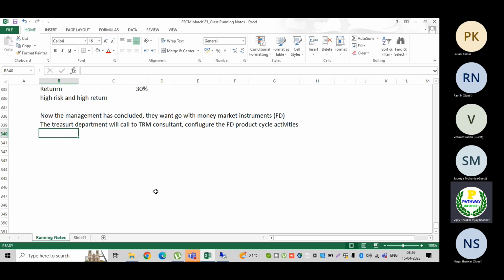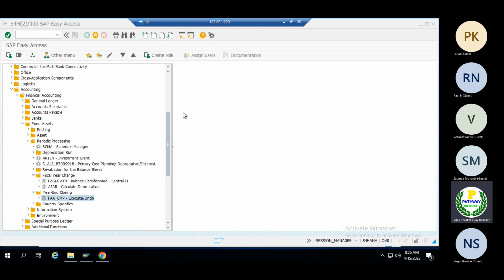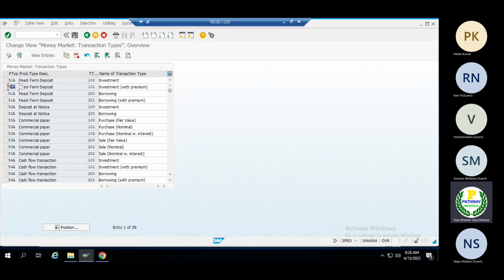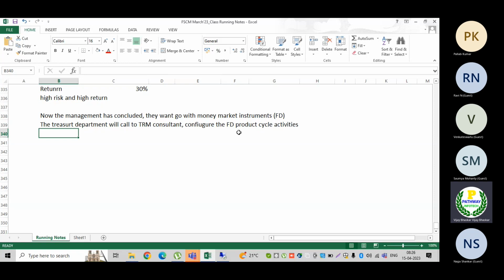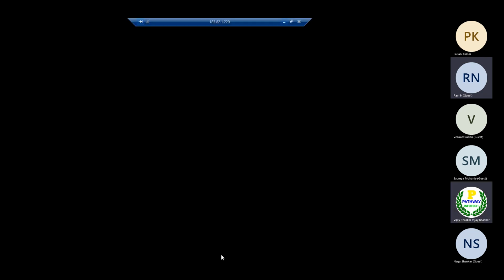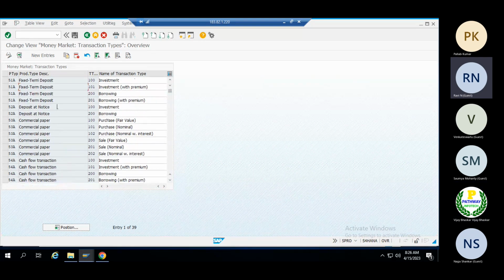If the product type is already available in the system, there is no need to define it again; we can reuse that one. If they have a particular requirement and want to define a new product type, then only we need to perform the configuration. Otherwise, the configuration is not needed. They will use the standard ones. If they want a new one, then only they will come back to the Treasury consultant.